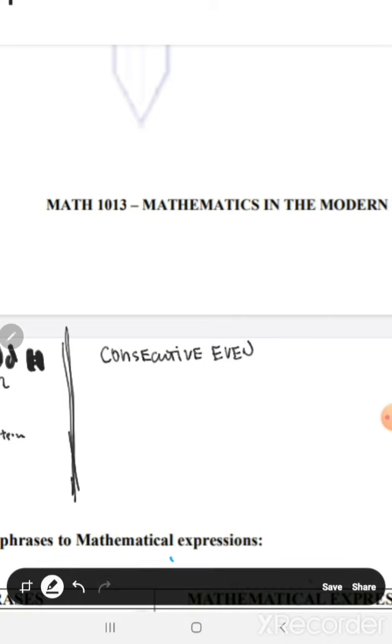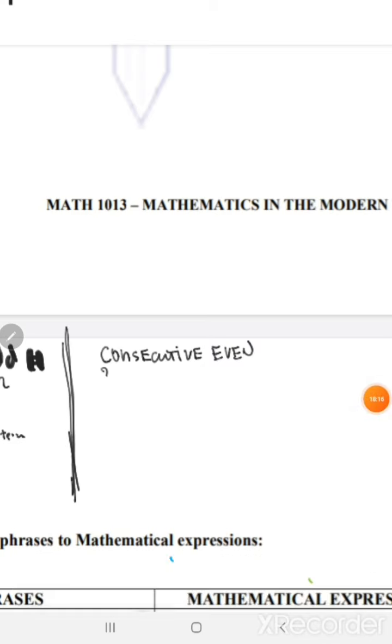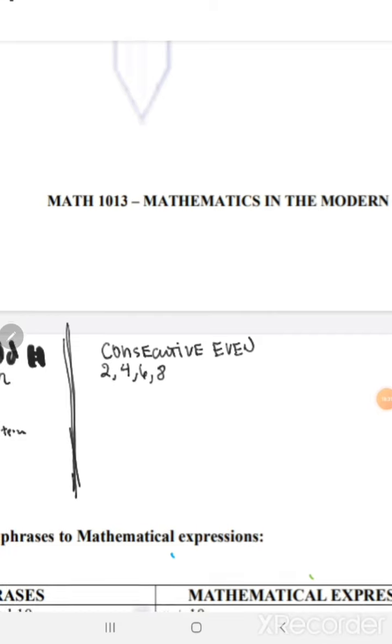What are the even numbers? These are numbers that can be divided exactly by 2. Right? That's all there is to it. So we have 2, 4, 6, 8. Okay.